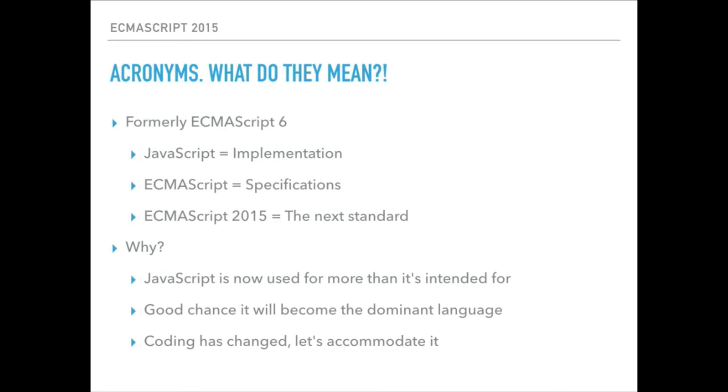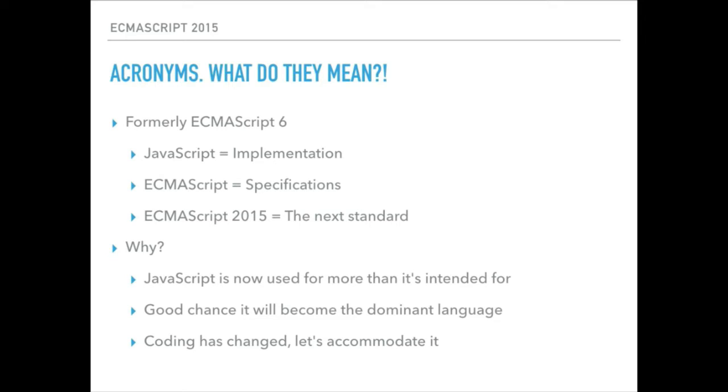So I'm throwing around a lot of acronyms. What do they mean? So ECMAScript 2015 was called ECMAScript 6. It's now technically ECMAScript 2015. I'm probably going to call it everything throughout this whole presentation. So JavaScript is the implementation, it's the actual code, whereas ECMAScript is the specification, and ECMAScript 2015 is the next standard, the next big thing.